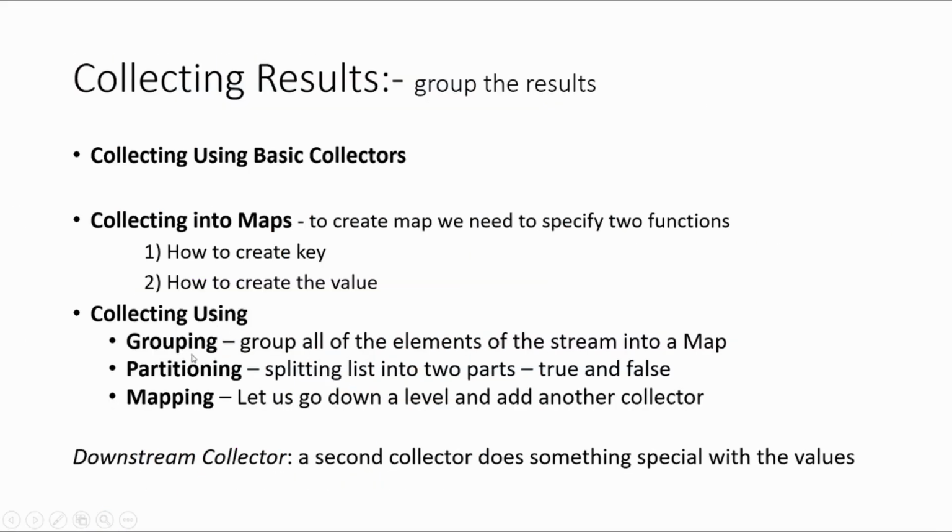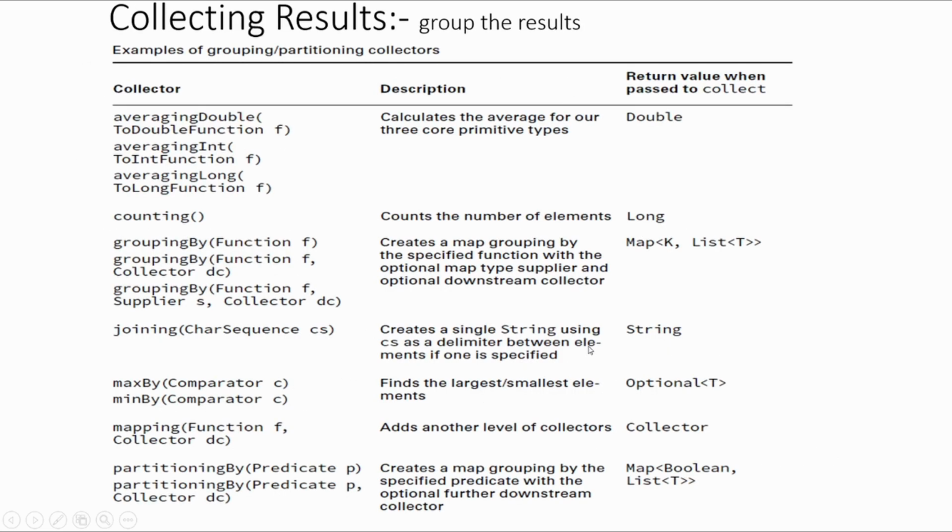Collecting using grouping. Grouping means grouping all the elements of the stream into a map, and we are using the new method which is called groupingBy. The first version takes a function, the second version takes a function and a collector. If there is a collector in a method, we call it a downstream collector. Downstream collector means a collector inside another collector. So you can call any method of Collectors again. And the third one has a supplier. So I'm going to explain three of them.